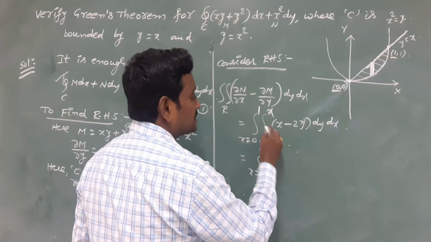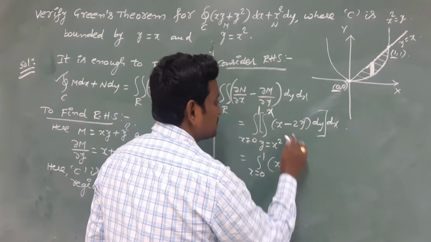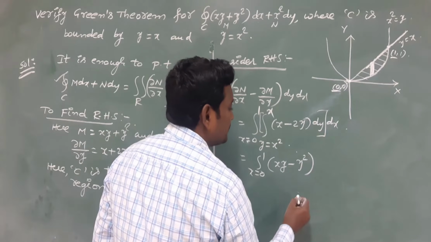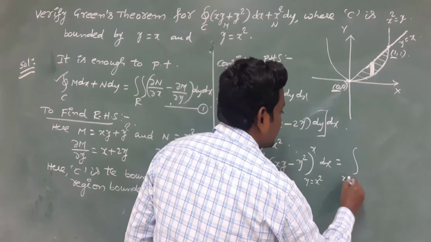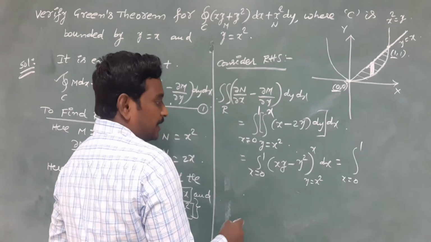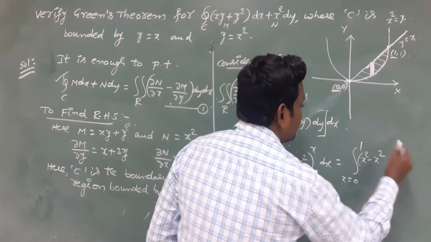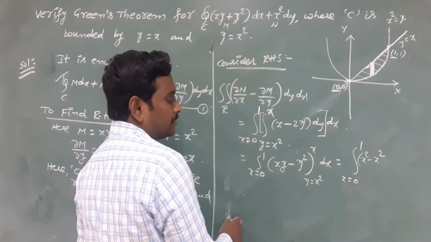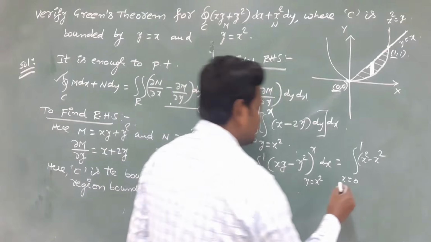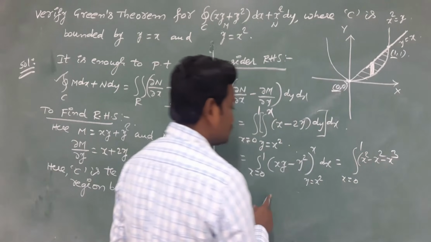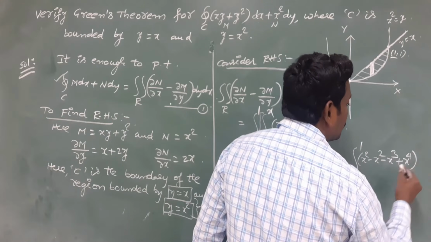What is the integration? First I will take the integration with respect to y. That would be xy minus y²/2, within the limits y = x² to x, dx. That is the integral for x from 0 to 1. Apply the upper limit: x·x, x², minus x². By applying the lower limit, wherever we have y, replace it by x². So x·x² is x³, minus of minus plus (x²)², which is x⁴, dx.